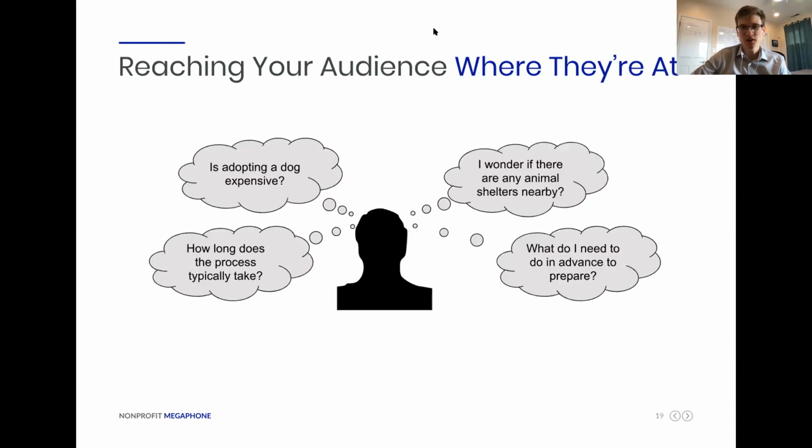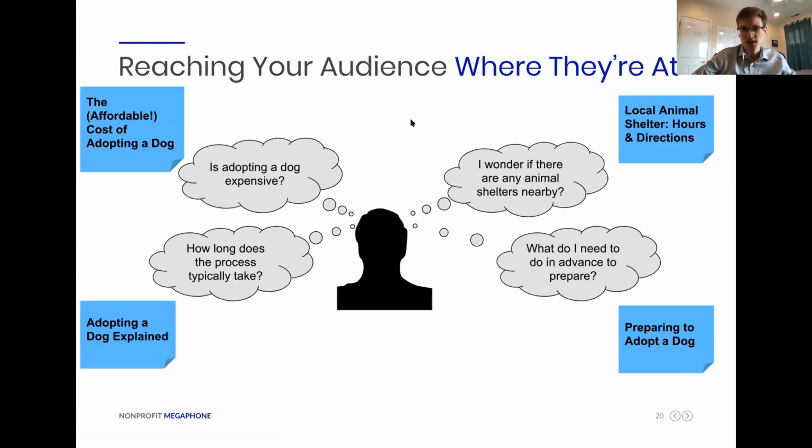So if we go back to our Humane Society example, these are things that people might be thinking about if they're considering adopting a dog. So if we're in our adoption campaign, they might be thinking about, is it expensive? How long does it take? Is there anyone nearby? Do I need to do anything in advance to prepare? And so forth. And in a perfect world, we would have content on our website, whether it's a blog post or a page, that talks about each of these things.